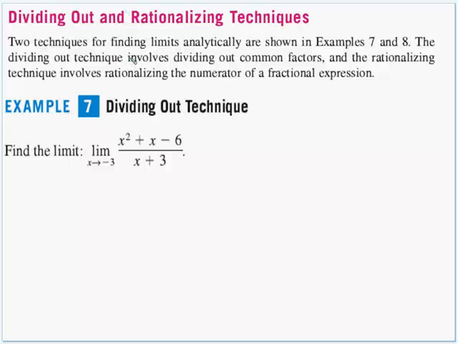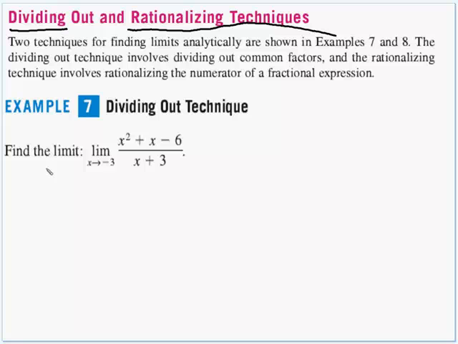So let's try a couple examples here. We're going to try dividing out and a rationalizing technique. Two techniques for finding limits analytically are in these next two examples, 7 and 8. The dividing out technique involves dividing out common factors, and the rationalizing technique involves rationalizing the numerator of a fractional expression.